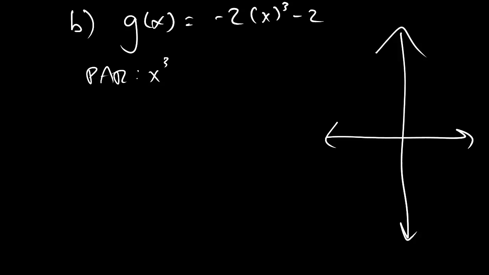I have a shift of g of x is equal to a negative 2x cubed. It's kind of two things in here. The negative sign reflects.